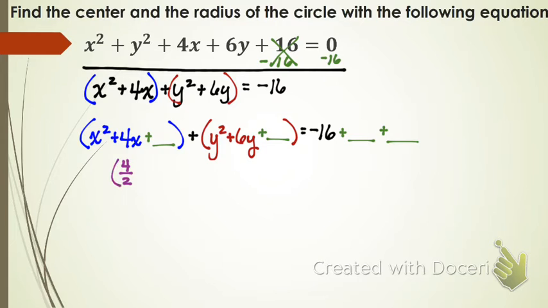So I would do 4 divided by 2 and then square it. So what goes right here? 4. Do I have to do any fancy multiplication? No. Why not? There's no coefficient. There's no coefficient on the x squared, so I didn't have to kick anything out to the front.